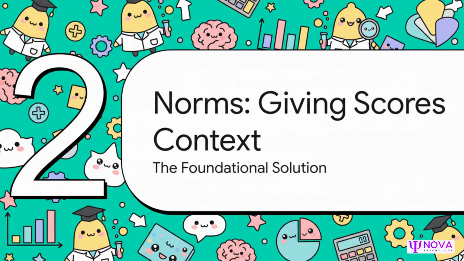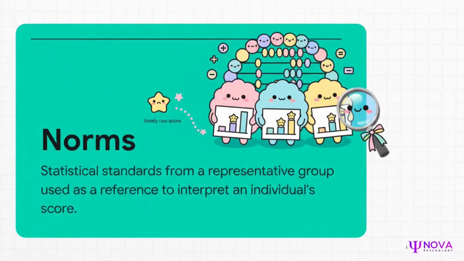To give that score any meaning at all, we have to talk about norms. Norms might sound a bit academic, but the idea is actually pretty straightforward. Norms are our frame of reference. They're basically statistical snapshots of how a huge, representative group of people, we call them the norm group, did on the exact same test. By looking at their performance, we can figure out the average score, the spread of scores, the whole distribution. And suddenly, our lonely little raw score isn't lonely anymore. It has a home, a context.